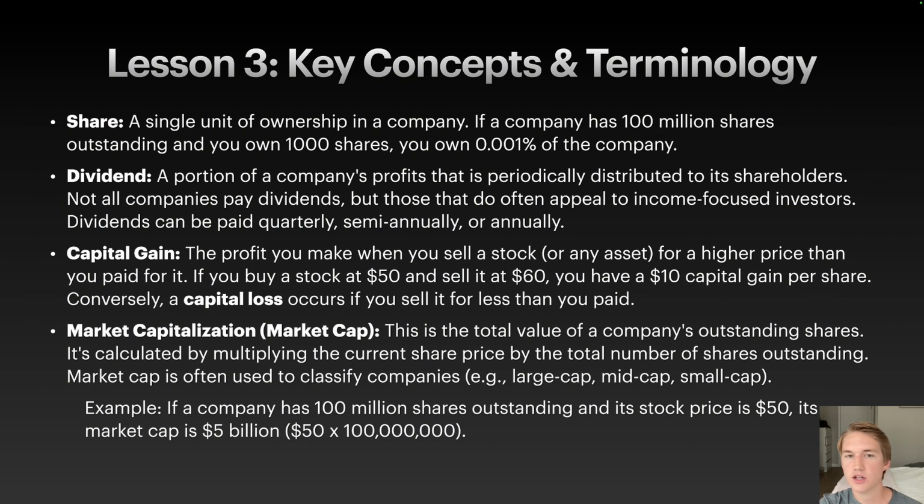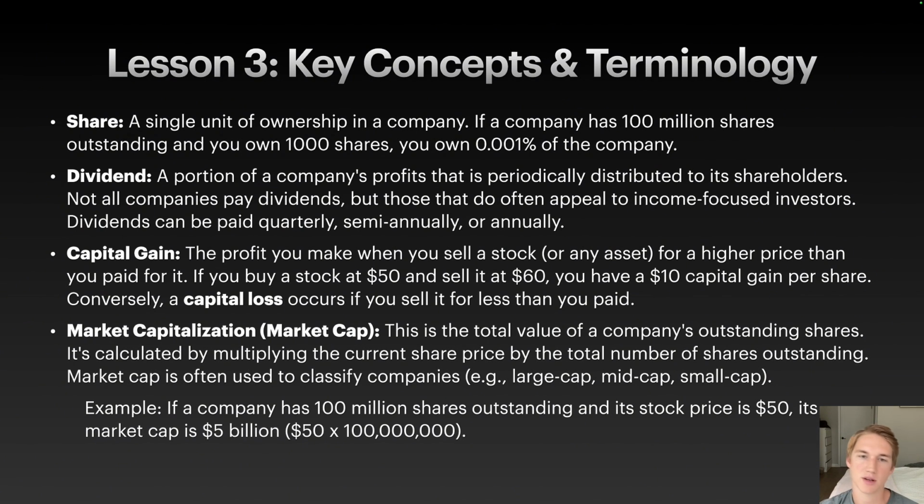Capital gain, the profit you make when you sell a stock or any asset for a higher price than you paid for it. If you buy a stock at $50 and sell it at $60, then you have a $10 capital gain per share. And then the opposite for capital loss, if you sell it for less than you paid.